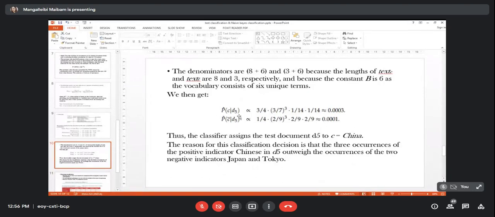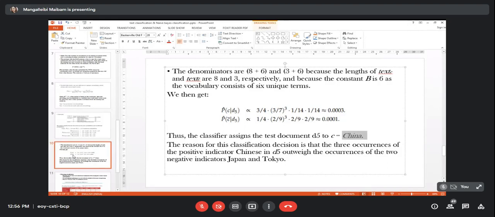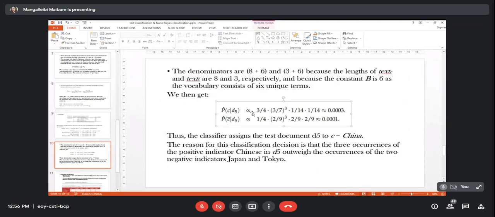For D5, let me finish this slide, only slide number 10, because this is already explained. Now we get the probability of D5 in China class. Let us see whether there is any chance for D5 to belong in China class. It is calculated using this formula.